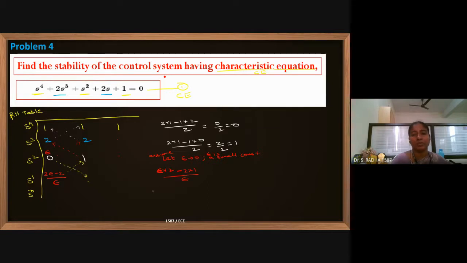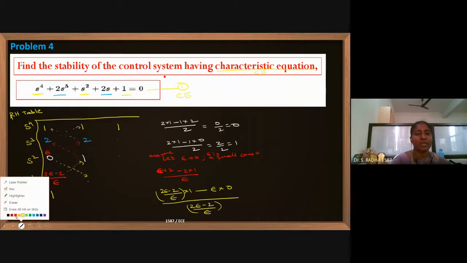So how do I have to calculate? 2 epsilon minus 2 divided by epsilon into 1 minus epsilon into 0. We are assuming this 0 as epsilon. Epsilon into 0 divided by 2 epsilon minus 2 by epsilon. The second term is not there. In the first term, this whole thing will get cancelled. We will be left only with the value 1.